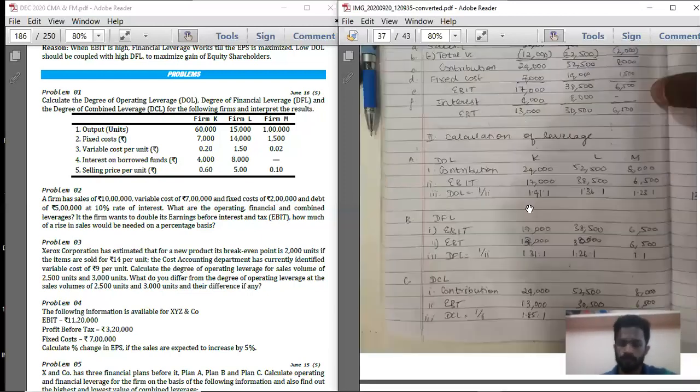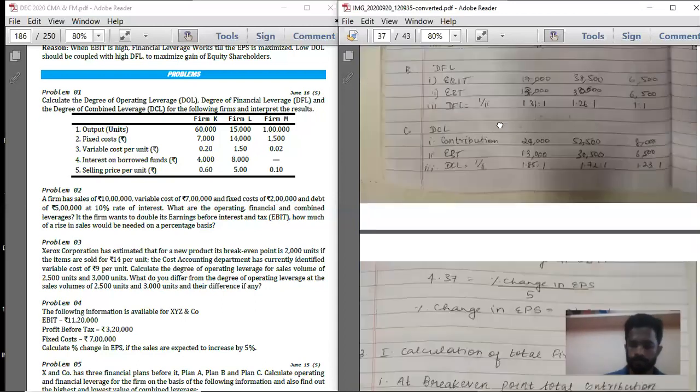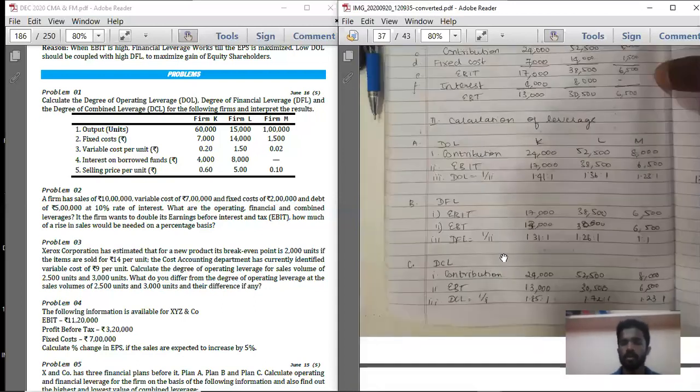Now below that small Roman number, that is below statement number 2, we should find out the leverages for all three firms. You can use any format, but this format will be easy to complete in less time. Okay, statement number 2, calculation of leverage.